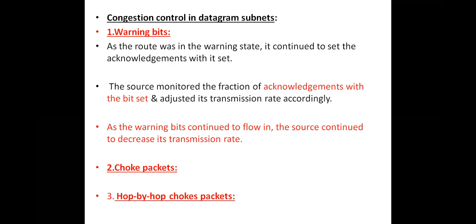Whenever there is a warning bit, the sender will reduce the transmission rate from 8 to 4. Again there is a warning bit, so the sender will reduce the transmission rate from 4 to 2. Likewise, the sender will reduce the transmission rate whenever there is a warning bit. Once there is no warning bit, the sender will again increase the transmission rate from 2 to 4 and then 4 to 8. Whenever there is no warning bit, the sender increases the transmission rate exponentially.